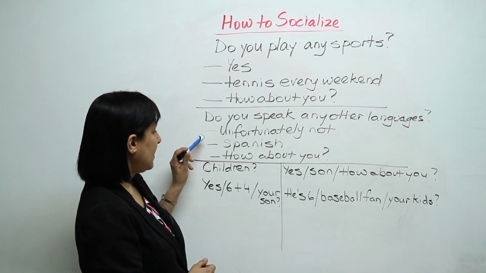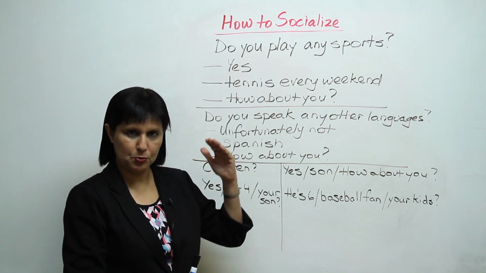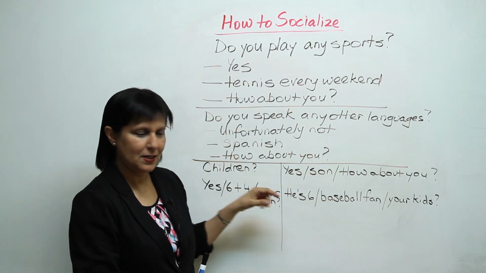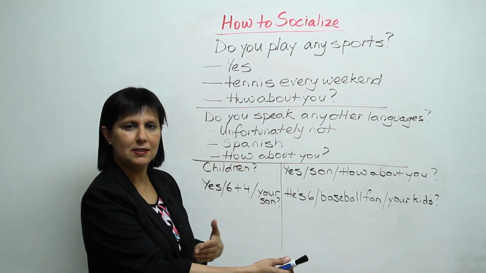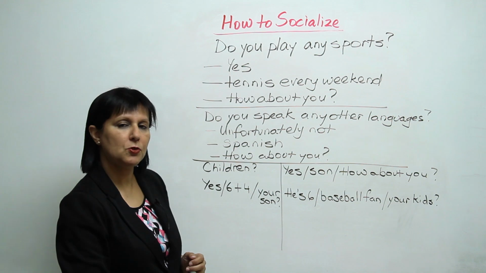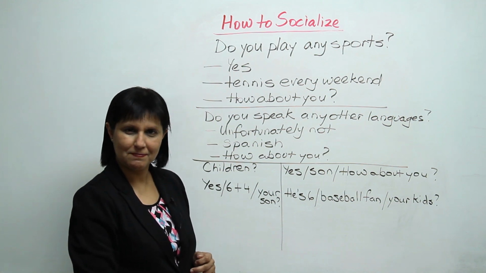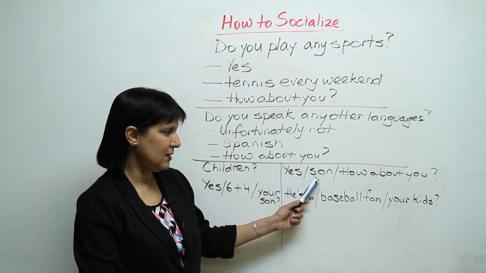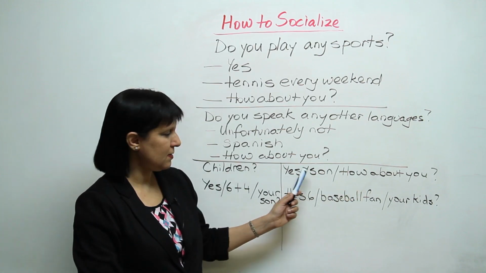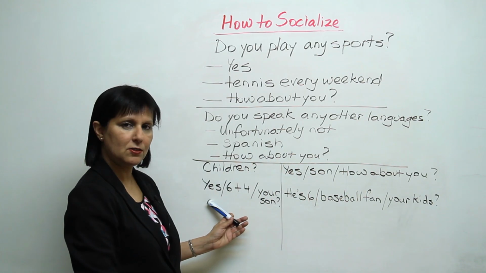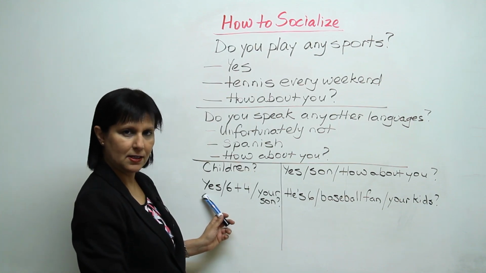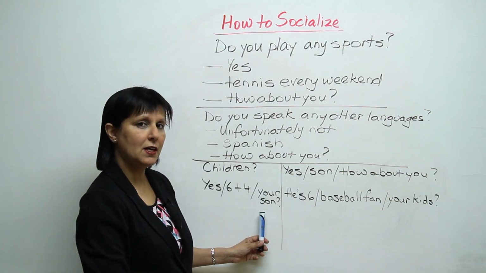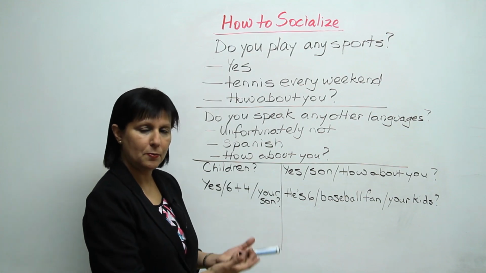Now, what I explained to you here about this 3-step process is not just good once. You can continue it back and forth. So let me show you a little scenario where it's continued, okay? So let's suppose the first person asks, do you have any children? Okay? So the second person says, yes, I do. I have a son. How about you? Okay? See the 3 points? Now it comes back to the first speaker who says, yes, I have 2 children. They are 6 and 4. How old is your son? How old is your son is like, how about your son?